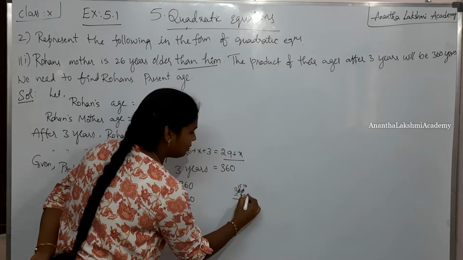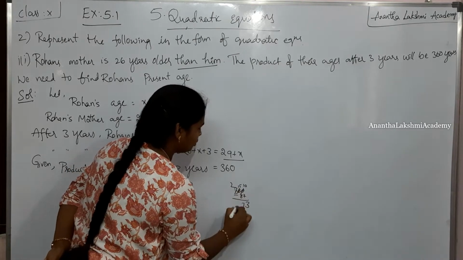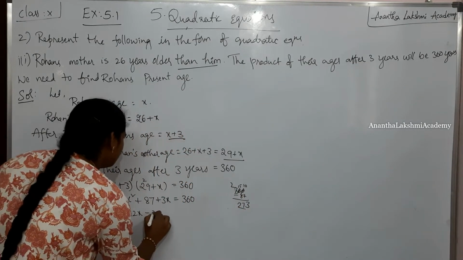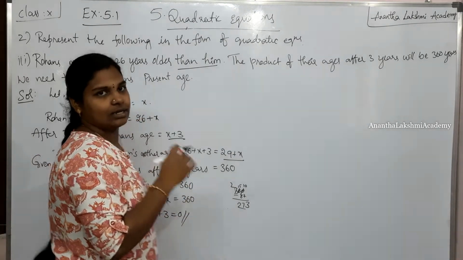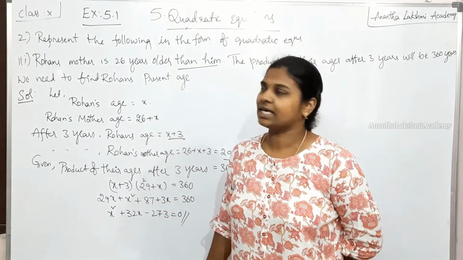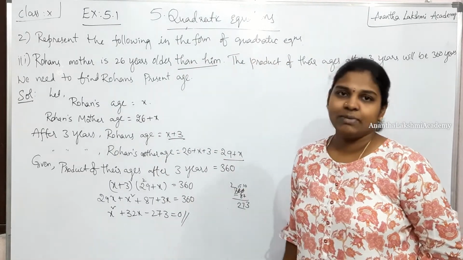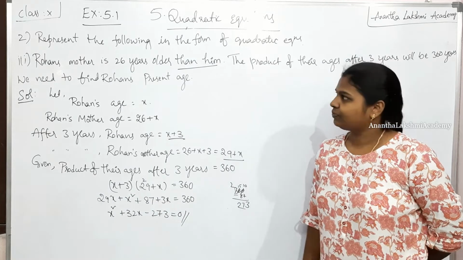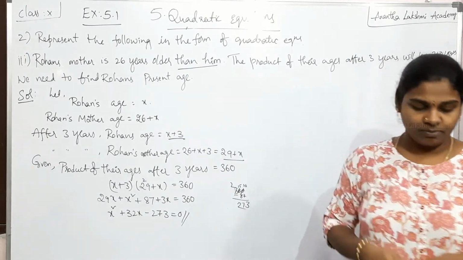15, this is 10. 10 minus 7 is 3, 15 minus 8 is 7, and this is going to be 2. Minus 273 is equal to 0. Now we got a quadratic equation in terms of x, where x is nothing but Rohan's age. So we have converted whatever was given for us into a meaningful quadratic equation. Alright, so let's jump into the last bit of the second problem.